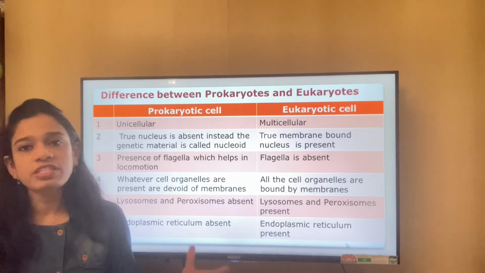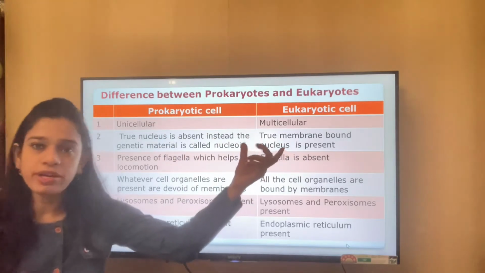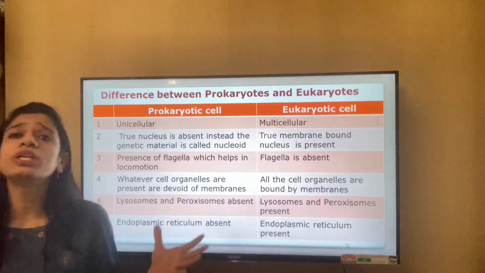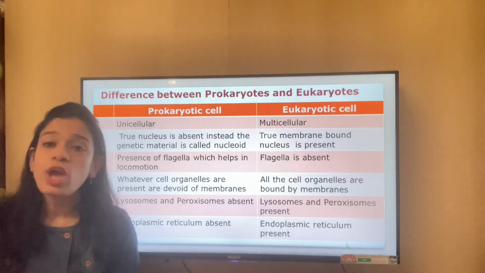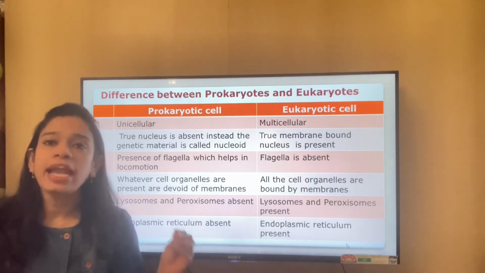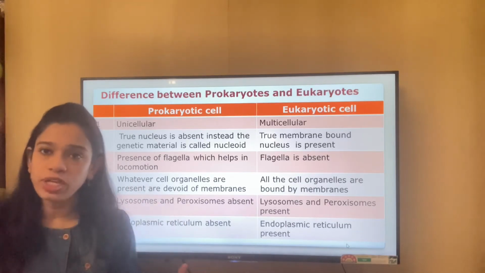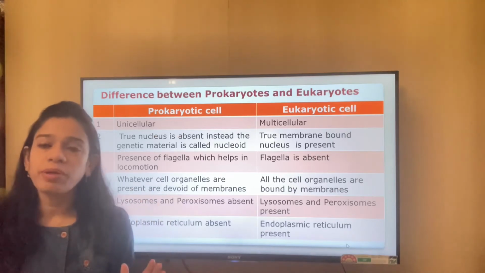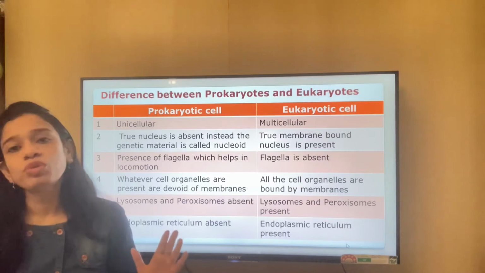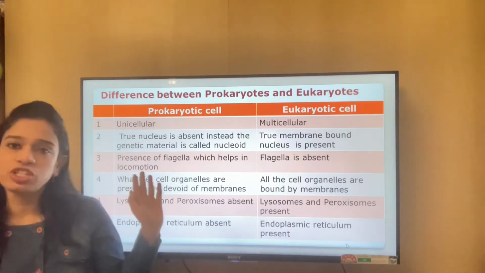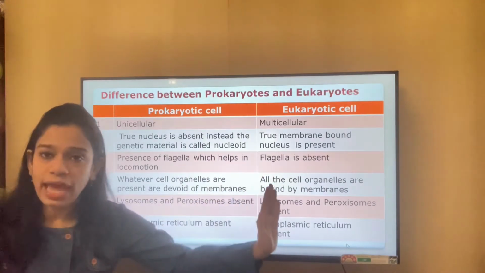So the first difference is based on the characters. Prokaryotes are unicellular. Eukaryotes are multicellular in nature. In prokaryotes the nucleus is totally absent. Instead, they have a structure known as the nucleoid, which is freely suspended and not membrane bound. In eukaryotes they have a proper nucleus which is membrane bound and consists of the genetic material. Locomotion takes place with the help of flagella in the prokaryotes, whereas here the locomotion flagella is totally absent.